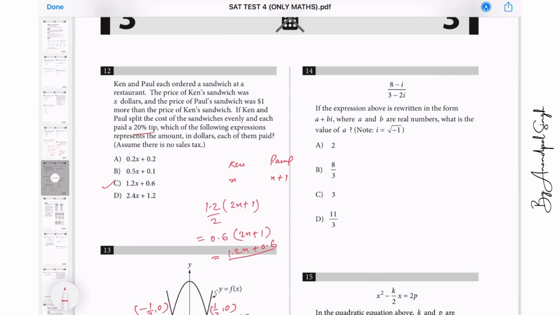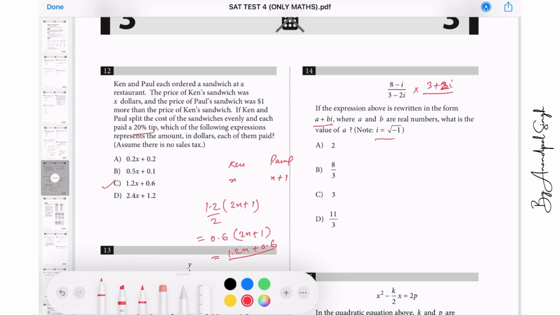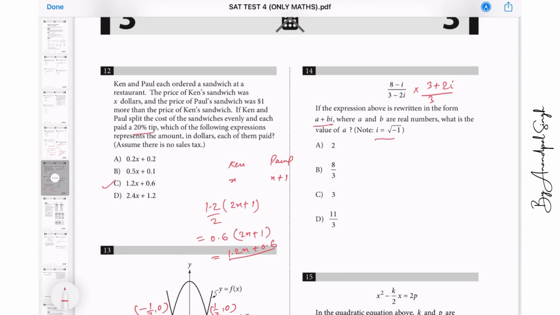Then we have question number 14 here. (8 minus i) over (3 minus 2i), and i is an imaginary number, can be rewritten in the form of a plus bi. See how we write it in the form of a plus bi. What we need to do is simply rationalize it by multiplying by the conjugate of the denominator, 3 plus 2i. Let me rewrite it: 3 plus 2i divided by 3 plus 2i.